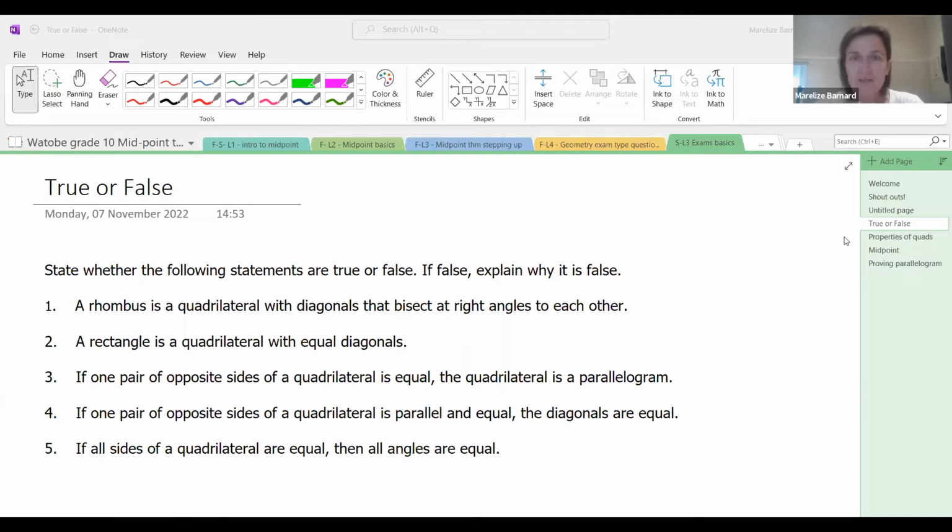Alrighty, so I've put 5 true-false questions up on the board, and I'm going to leave you for 2 minutes to figure out what they are, and then we'll check back in about 2 minutes, see how you did. Don't be shy to haul out that properties of quadrilaterals notes that you had, because this is all about that.